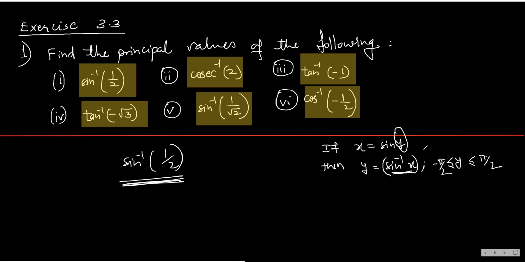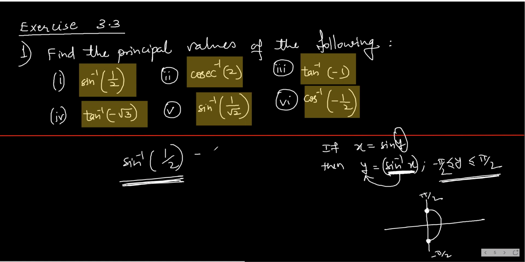Where is the angle part? It has to be in between minus pi by 2 and pi by 2. That is, sine inverse x, which is y, has to be always in between these two quadrants, minus pi by 2 to pi by 2. So here what I found, sine inverse 1 by 2.